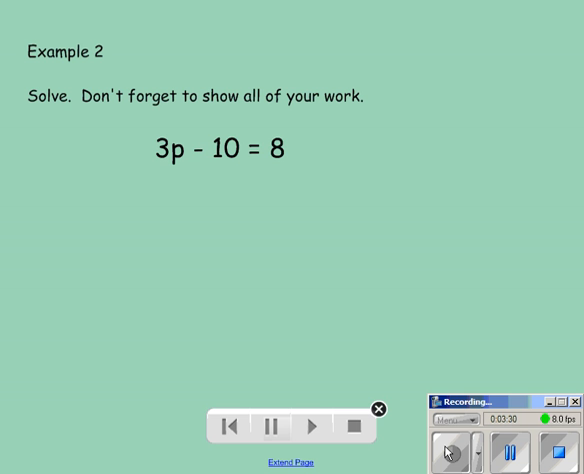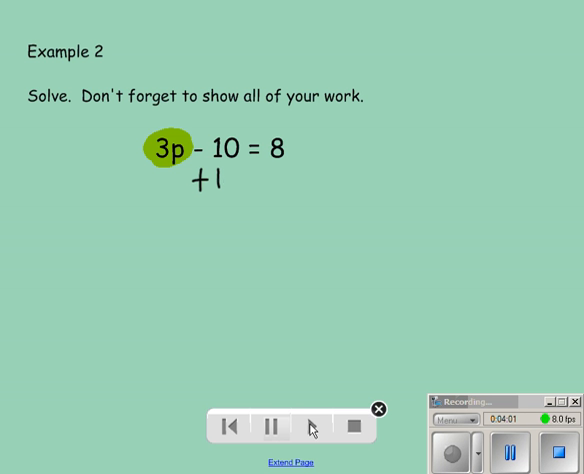We can see here we have two operations. What are the two operations that we see here, Jack? In this one we have multiplication and subtraction. Which operation do we undo first, Sophie? Subtraction. So our next step is going to be doing what? Adding. It's the addition property of equality. We're going to do the opposite. We're going to add 10 to both sides.